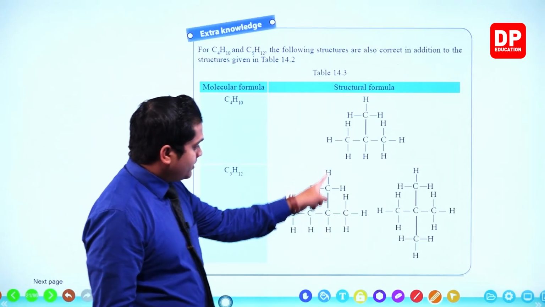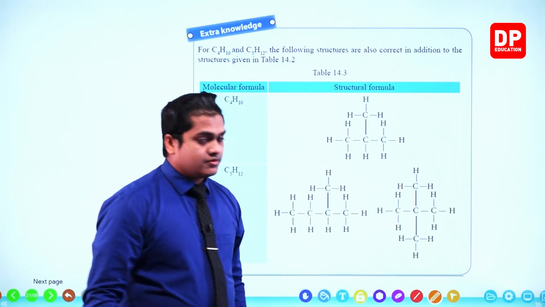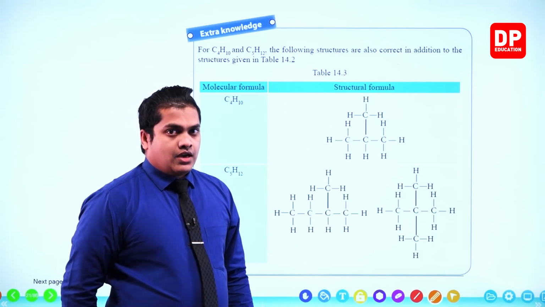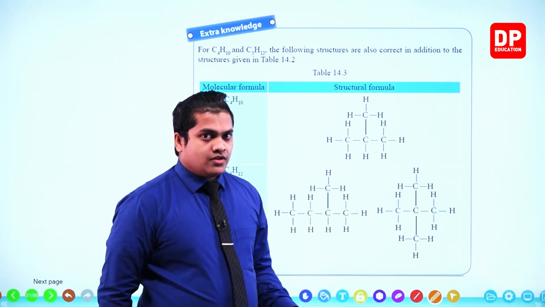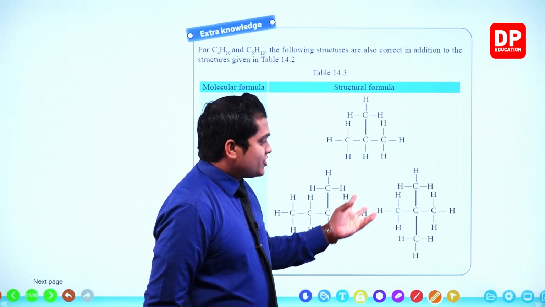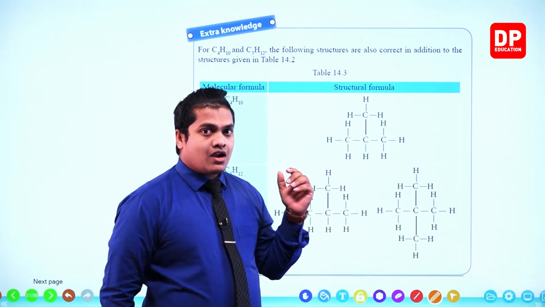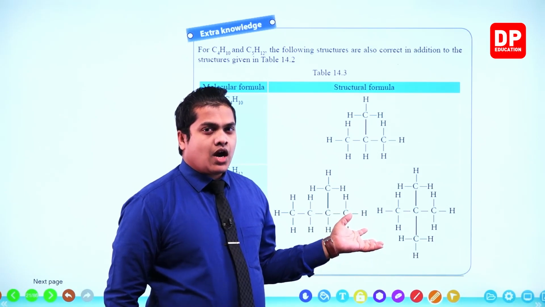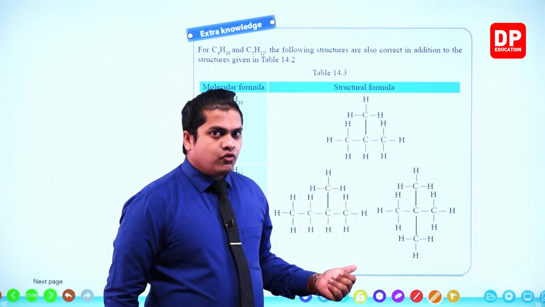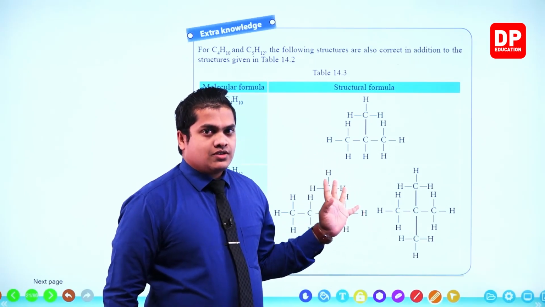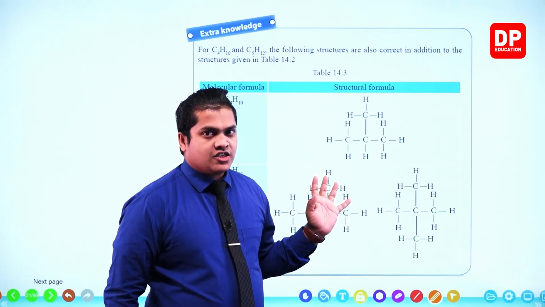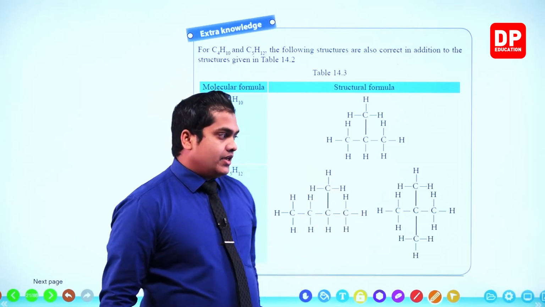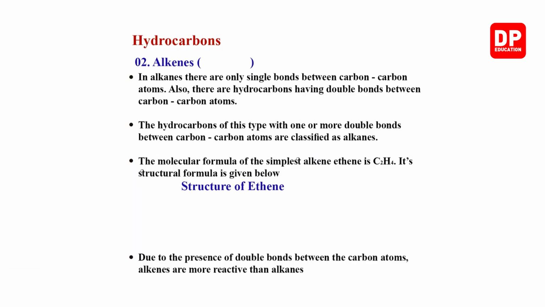See, a branch, two branches, right? However, my dear children, even though they have been branched, all the structures have single bonds between carbon atoms. Therefore, all of these structures are alkanes. Remember that. Right then.